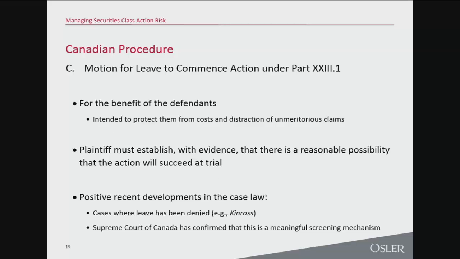Mark, maybe you could then talk about, once those issues are resolved, the strategic concerns that face the company when the leave motion is brought.